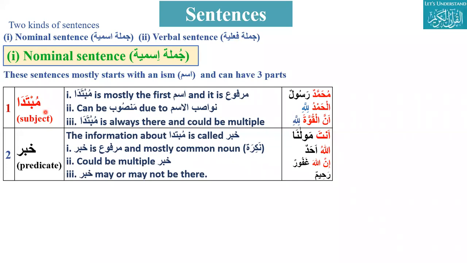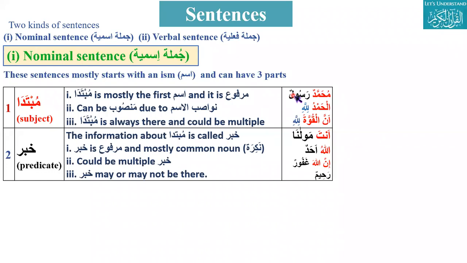So the first part of this jumla ismiya will be mubtada or subject. The second part, the other part, will be khabar. The information about the mubtada, like Muhammadun, this is a name, mubtada, and the information about what Muhammad is, it will define Muhammad as Rasul. So here Rasulun will be khabar. The information about mubtada is called khabar, and khabar will be marfu, and mostly it will be a common noun.